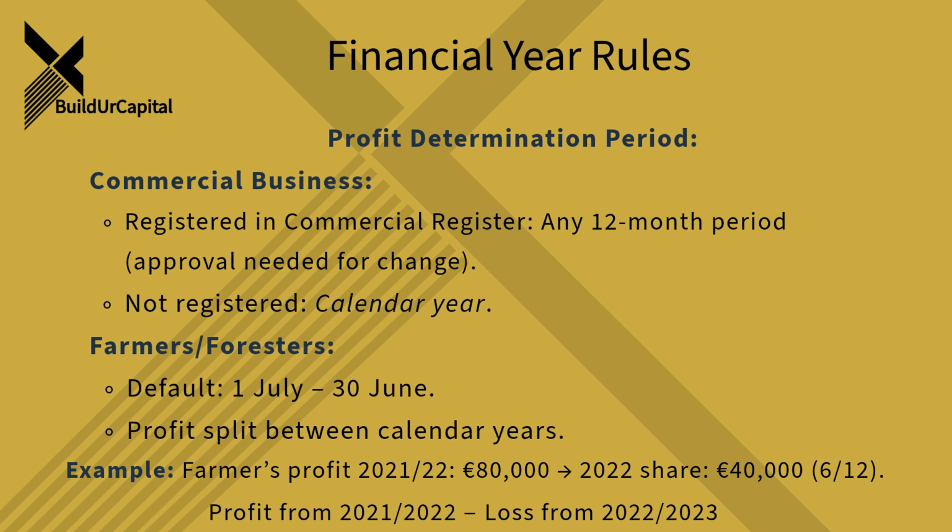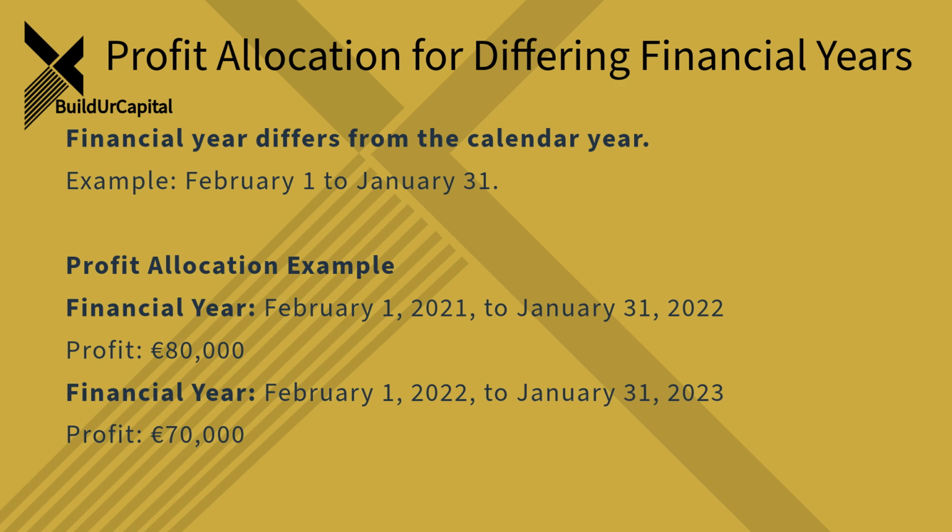Got it. That split makes sense for aligning it. Now, what about traders, like regular businesses? The rules seem different depending on if they're registered. That's right. If a trader is registered in the commercial register, usually meaning they're a more formal business entity, their financial year is whatever period they normally use for their own financial statements. So it could be, say, February 1st to January 31st. Absolutely. The example shows exactly that. A profit made from Feb 1, 2021 to Jan 31, 2022, €80,000, counts entirely towards the 2022 calendar tax year. Because the financial year ended in 2022. Precisely. And similarly, profit from Feb 1, 2022 to Jan 31, 2023, €70,000, would be taxed in the 2023 calendar year. Okay, so the end date is key for registered traders.